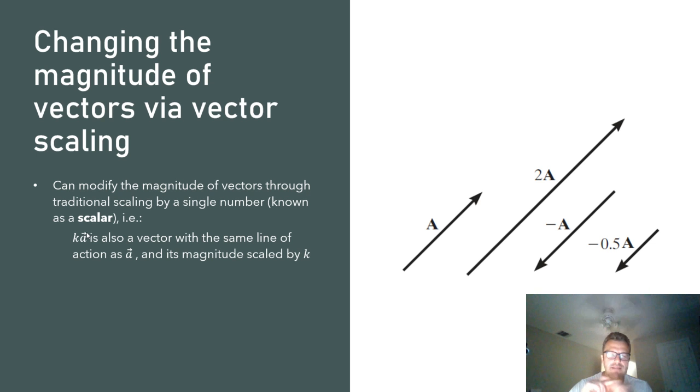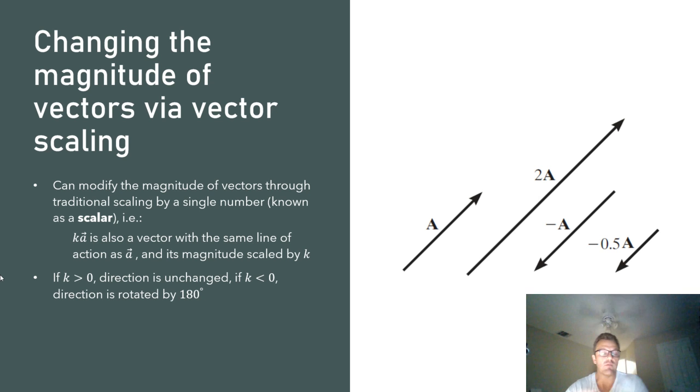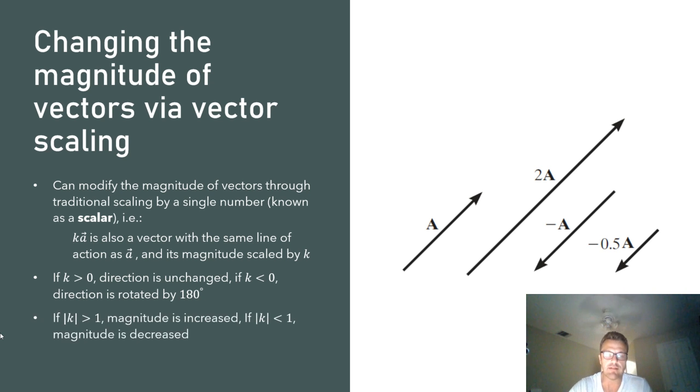So if you notice, that kind of sounds like a weirdly long definition there. I'm not talking about its direction explicitly. I'm talking about its line of action. And why is that? Well, as long as the scaling factor is positive, the direction won't be changed. However, if the scaling factor is negative, the direction will be rotated by 180 degrees along the line of action of the original vector. If the absolute value of the scaling factor is greater than 1, that will tend to increase the magnitude, and if it's less than 1, that will decrease the magnitude.